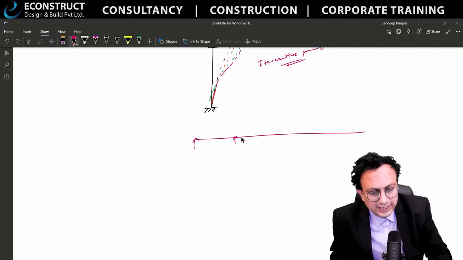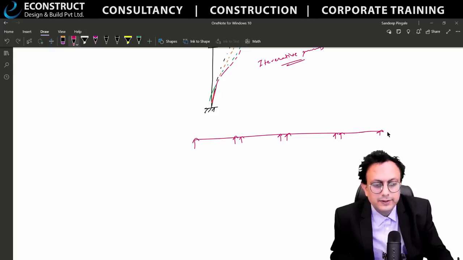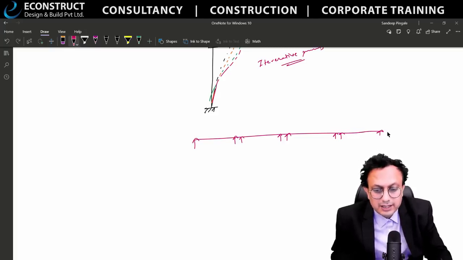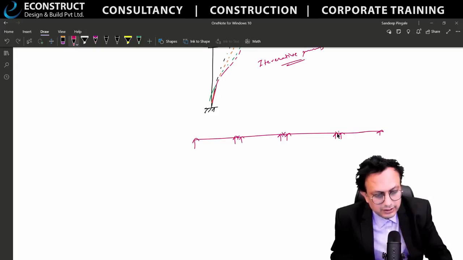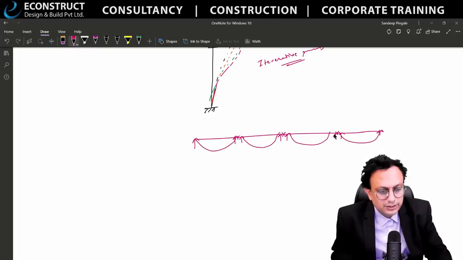In India, we don't know the design more than a simply supported design. The bridges are only simply supported. This is not continuous, there is a break in between. So every bridge is simply supported, so WL square by 8. Maximum deflection is at midspan.